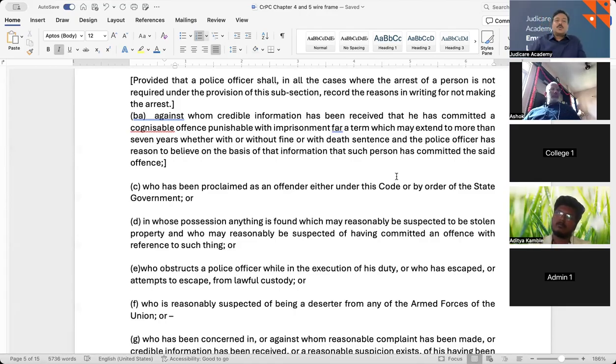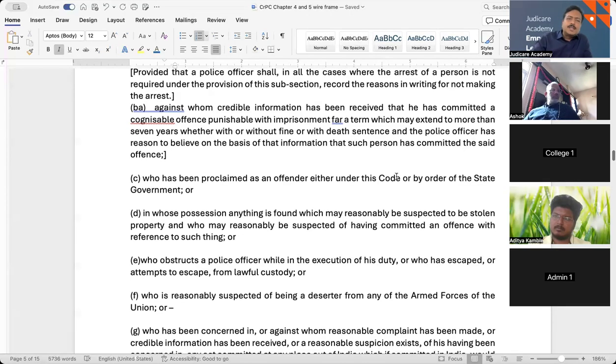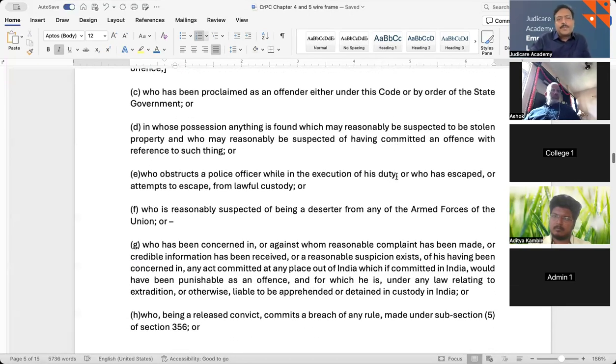Now, against whom a credible information has been received that he has committed a cognizable offense punishable with imprisonment for a term which may extend to more than 7 years, whether with or without fine or with death sentence, and the police officer has reason to believe on the basis of that information that such person has committed the said offense. It's subclause of B only, C only.